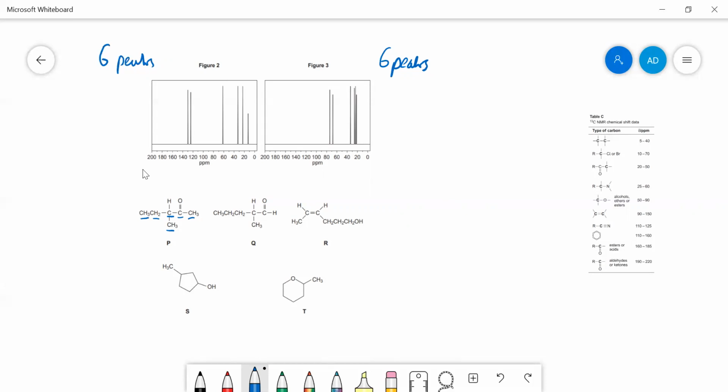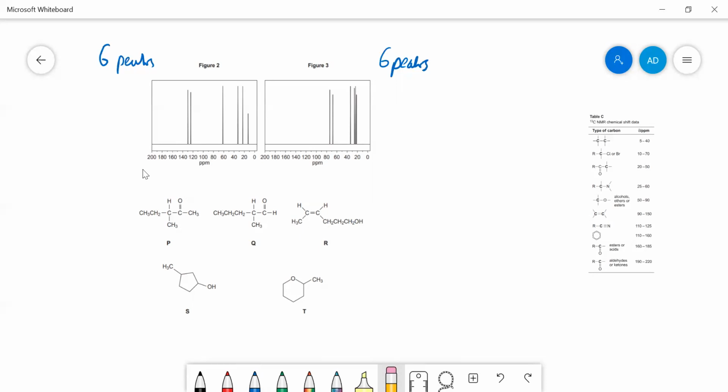Q, have we got 6 peaks there as well? We have, each of those carbons is unique. They're all different, so that will give us 6 peaks. Same with R. Those carbons are all unique, so that will give us 6 peaks as well. These are a bit more tricky, aren't they? That's 1. That's unique. 2. These 2 are different to each other. Yeah, that's going to give us 6 peaks, and T will also give us 6 peaks. So you can't just do it by looking at the number of peaks. That's not going to work.